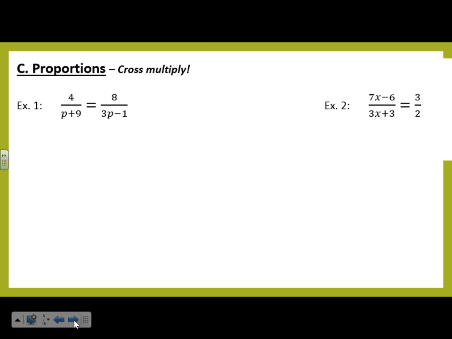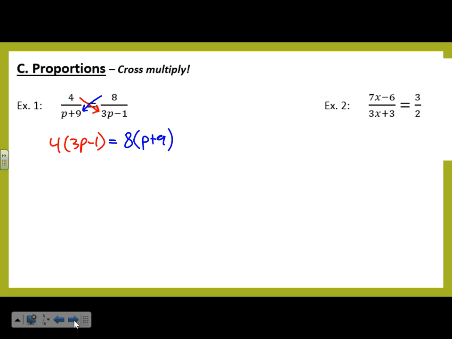So that means we cross multiply, so we take 4 times 3p minus 1. And it doesn't matter what order you put that in. The 3p minus 1 could be first. Just make sure you use parentheses. Equals 8 multiplied by p plus 9. Again, the p plus 9 could go first. And then both of these, the red and the blue, could also switch. So it really doesn't matter which order you put these in, as long as you're multiplying the diagonals.